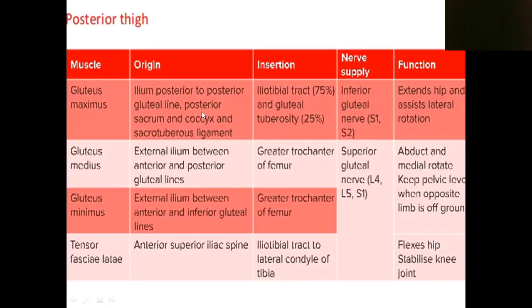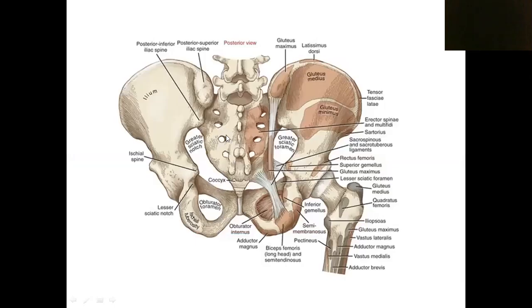Now, the posterior surface of the sacrum and the coccyx. Here we can see the posterior surface of the sacrum, and this is the posterior surface of the coccyx. Some fibers arise from the posterior surface of the sacrum, other fibers arise from the coccyx. Then from the sacrum to the ischial tuberosity, we can see a ligament, the sacrotuberous ligament. From the sacrum to the tuberosity, that's why it's known as the sacrotuberous ligament. Some of the fibers arise from the sacrotuberous ligament. So the gluteus maximus muscle arises from this area.